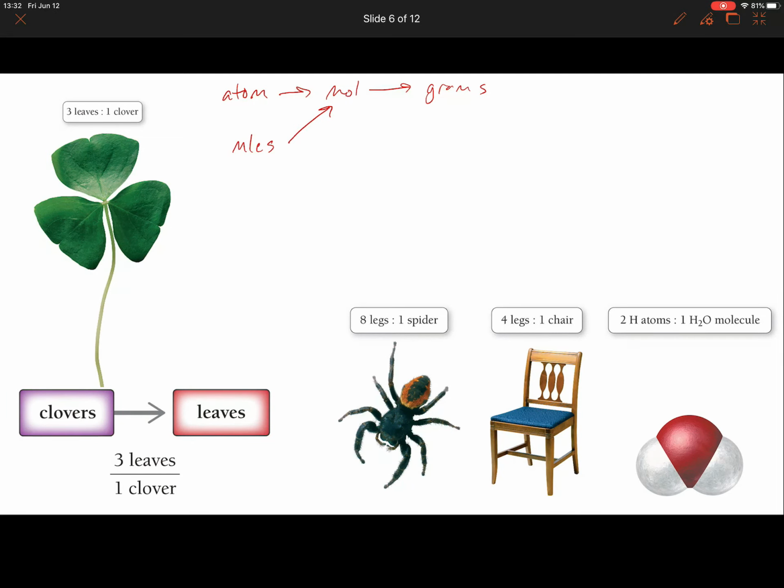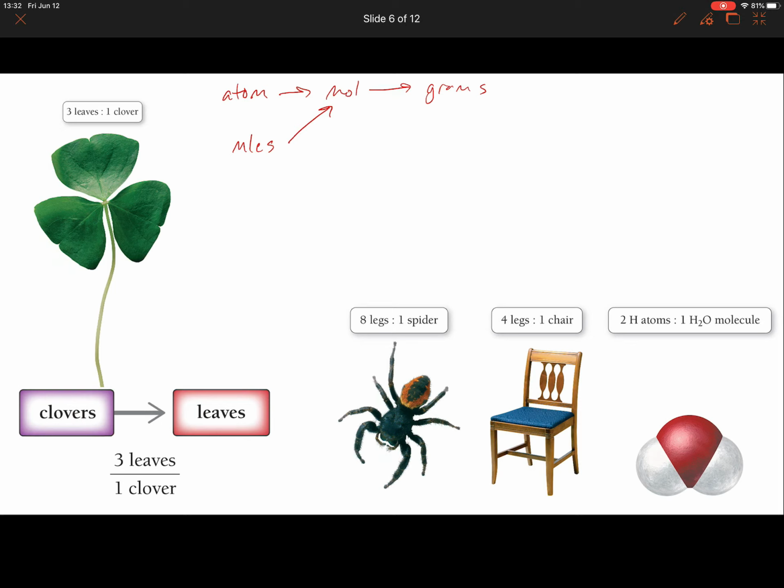We can do grams to grams. That's a percent mass thing. I don't know if we've done percent mass yet. We did actually talk about percent mass in the last chapter, but we didn't use it in calculations. So we'll go over that. So we can talk about mole to mole.